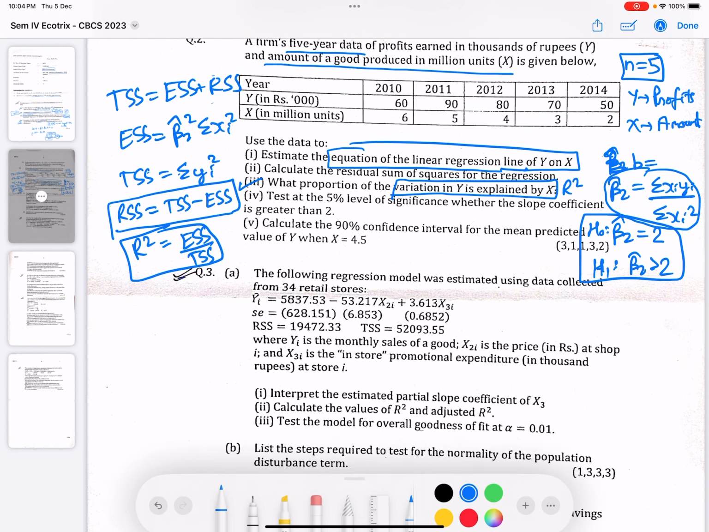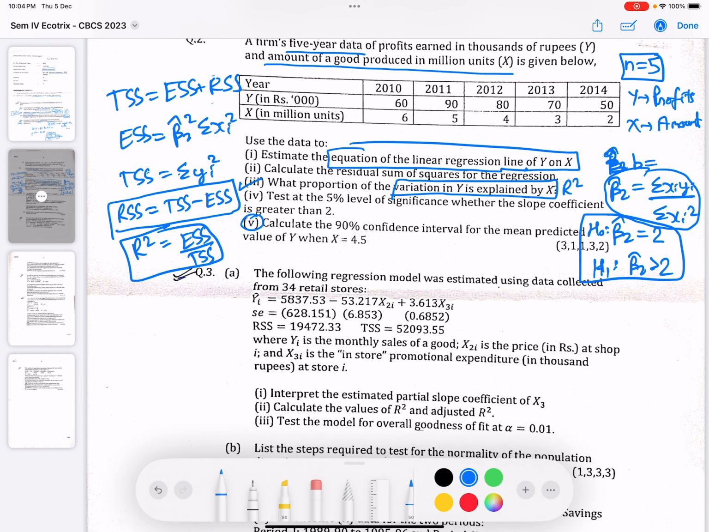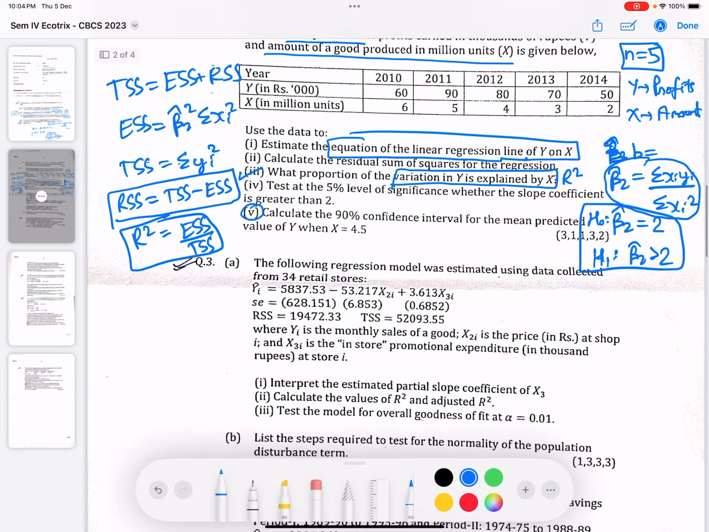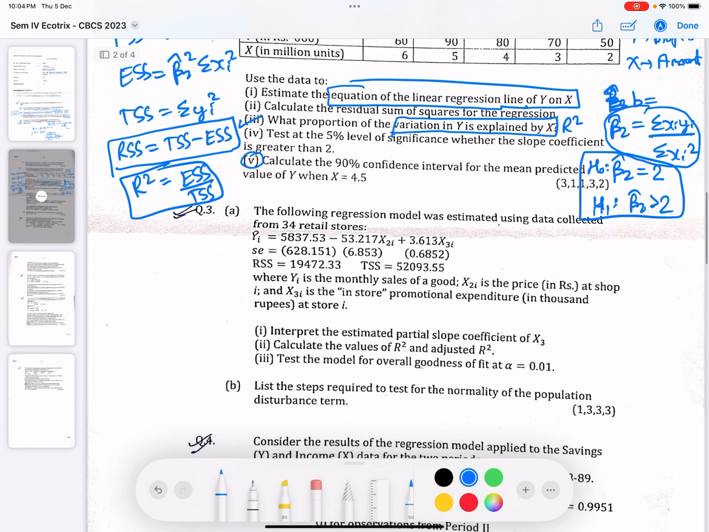And talking about this fifth part, this part has been removed from your course. So you are not supposed to study this for the exam purpose.